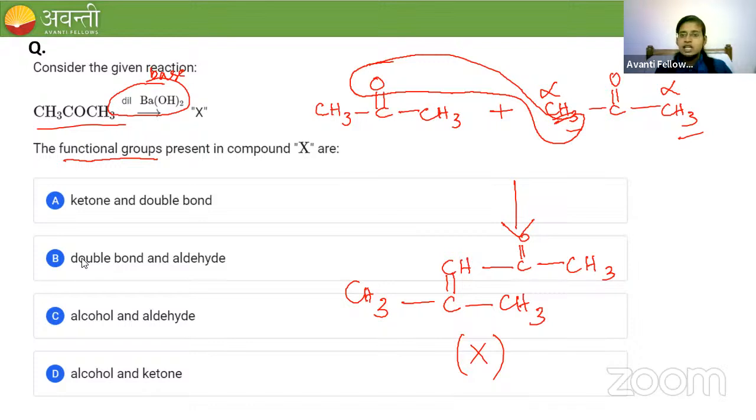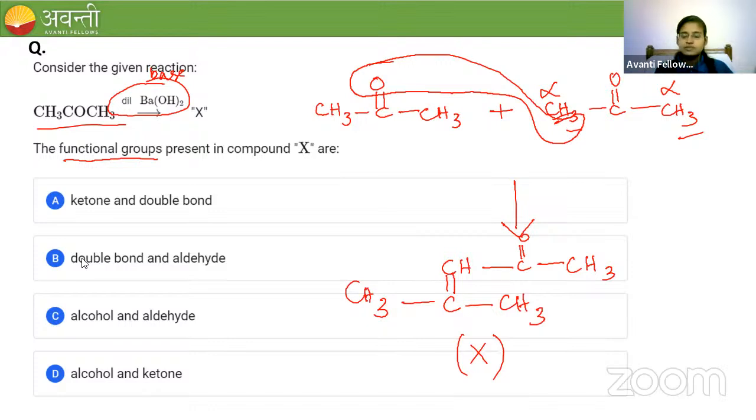So can you guys find out the functional groups? What are the functional groups present in this compound? Can you try for it? Can anyone find out the functional groups present in compound X? Yes or no?